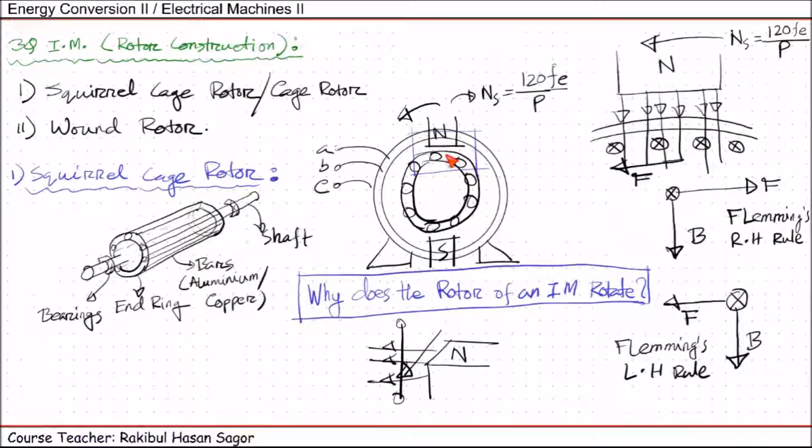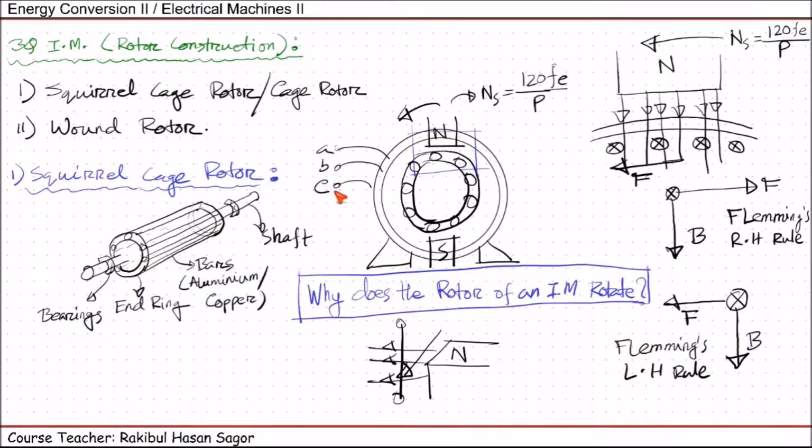So what is the cause of creation of this current? The relative speed between this rotating magnetic field and the rotor. So in order to reduce that relative speed, the rotor will start rotating in the same direction of the rotating magnetic field. Now, if we want to change the direction of the rotor, what we need to do? We need to change the direction of rotating magnetic field. How can we change the direction of the rotating magnetic field? By changing the supply of any two phases.